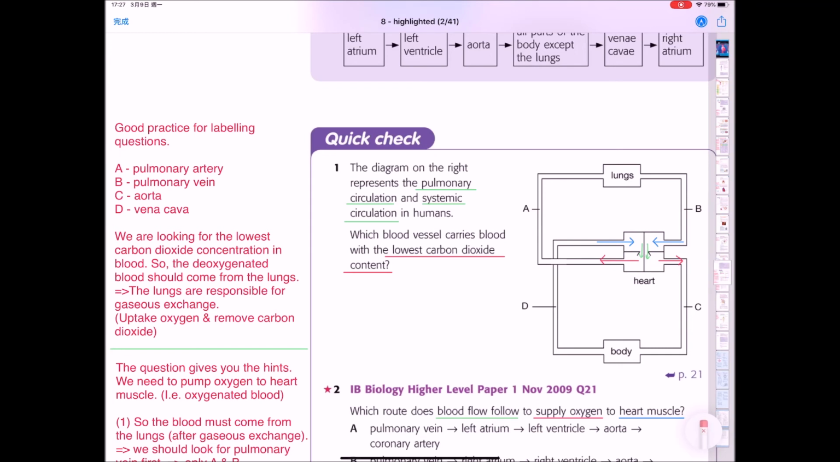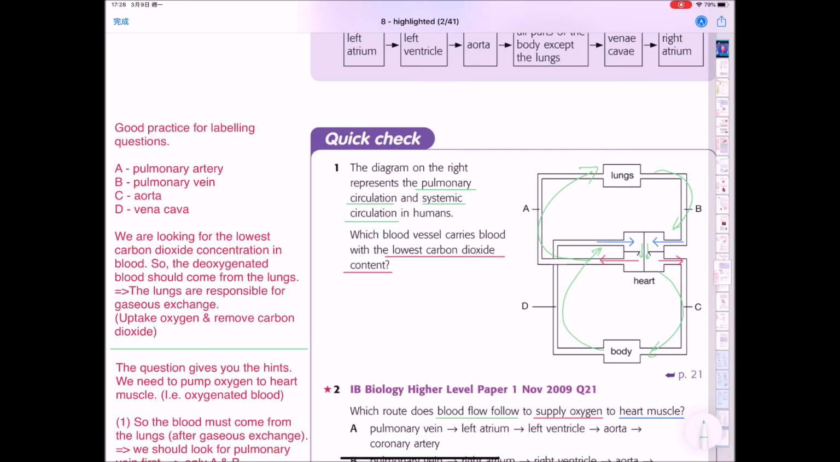So finally, we should know that vessel A, from heart to the lungs, is the pulmonary artery. B, from lungs to the heart, is the pulmonary vein. C, from heart to the body part except the lungs, should be the aorta. And D, from body going back to the heart, should be the vena cava.